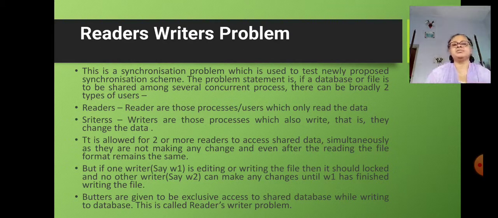Now we start with the readers-writers problem. Suppose that a database is to be shared among several concurrent processes. Some of these processes may want only to read the database, whereas others may want to update it. Updating means reading as well as writing. We distinguish between these two types of processes by referring to the former as readers and the latter as writers.